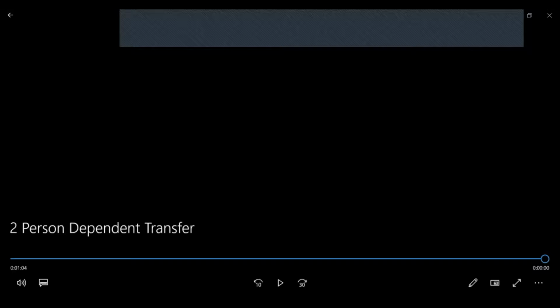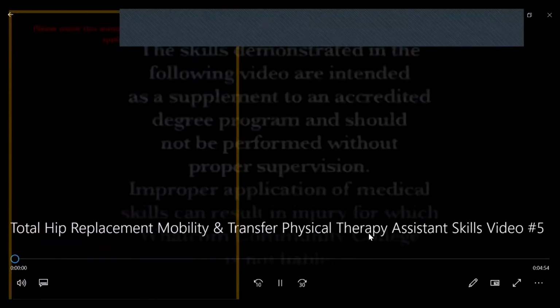Okay, so this is about the two-person transfer. Now, remember when we were talking about transfer, I said some of the musculoskeletal problems will have specific positions to maintain. So I just want to show one: total hip replacement, mobility and transfer. Okay, so you can watch this.